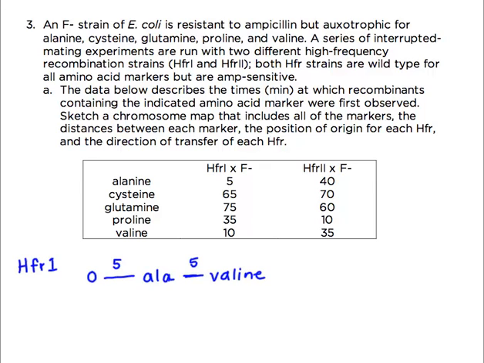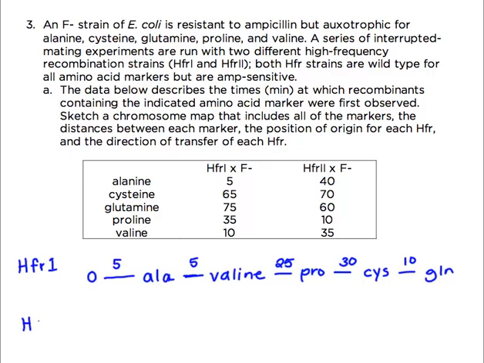Then the next up would be proline. Between 10 minutes and 35 minutes is a 25-minute gap. Next would be cysteine, and that is a 30-minute gap. And then finally the last marker is glutamine with another 10-minute gap. Okay, so although the chromosome map that we're going to draw is going to be circular, I just want to write this linearly to show the order of transfer of each of the markers.